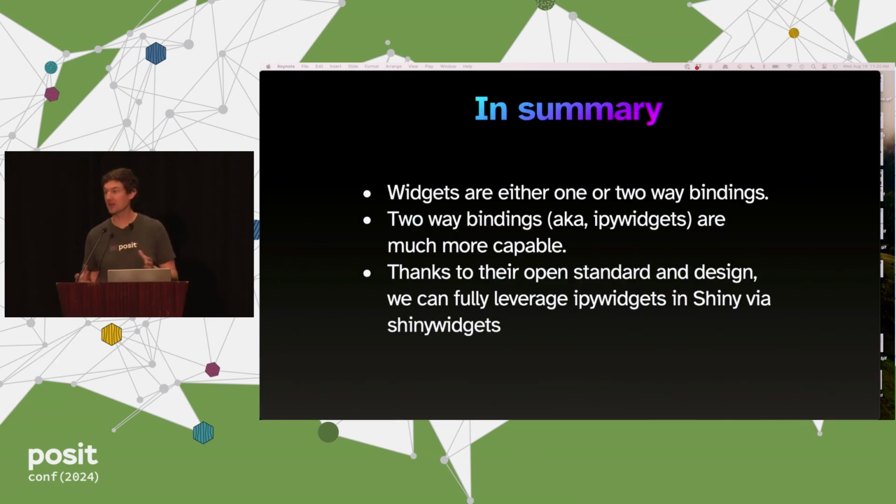All right, so in summary, widgets are either one-way or two-way bindings. The two-way bindings are called ipywidgets and are much more capable, and you're able to achieve a lot more with interactivity and performance with these widgets. And thanks to their open standard and the thoughtfulness of the ipywidget developers, we can leverage ipywidgets inside of Shiny for Python.